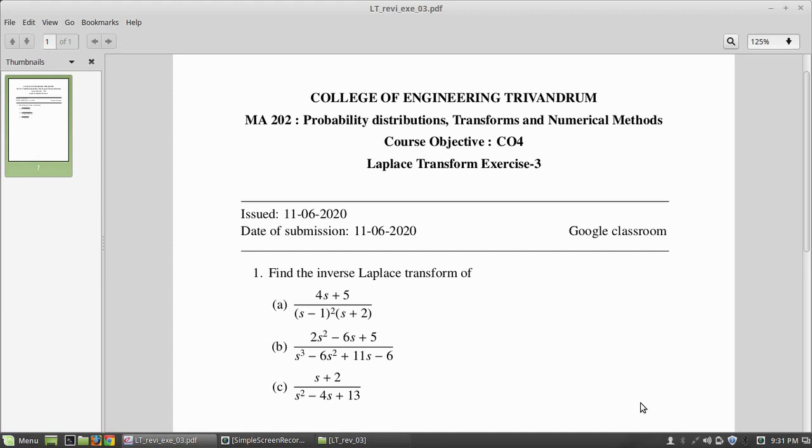Exercise 3. Find the inverse Laplace transform of (4s + 5) divided by (s − 1)²(s + 2); (2s² − 6s + 5) divided by (s³ − 6s² + 11s − 6); and (s + 2) divided by (s² − 4s + 13).